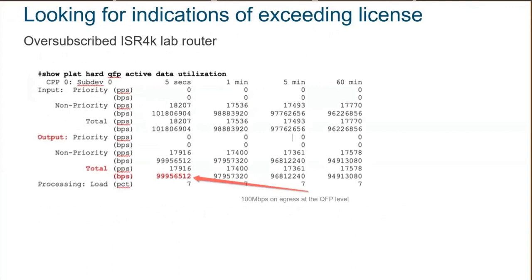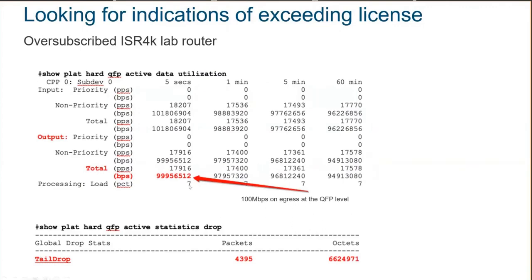So here, this is both input and output. We'll have to check the output bits per second. Here, if you see, it's 99 Mbps, almost around 100. It will give us the last 5 seconds, 1 minute, 5 minute, and 60-minute average. Since we are over 90 Mbps for the last 60 minutes, we are sure that the traffic is more than 90 Mbps consistently. So we can either look at reducing the traffic, or we can look at increasing the throughput with the license. So we have a 100 Mbps throughput limitation.